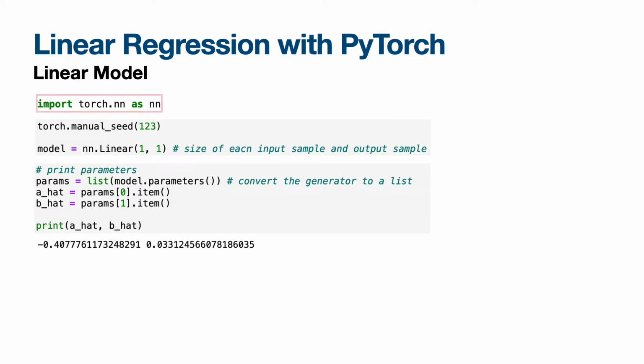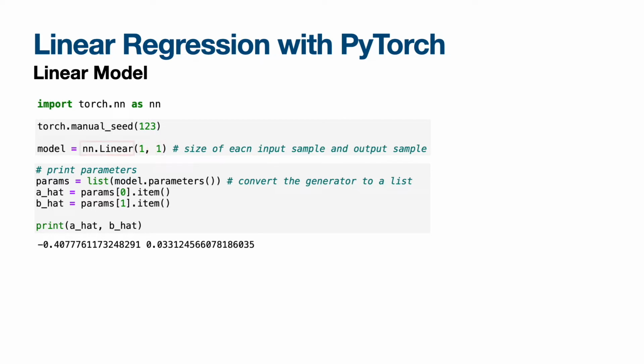As a reminder, we import torch.nn as nn. I'm calling torch.manual_seed to fix the seed value for reproducibility. I create a new linear model using nn.Linear passing 1 and 1. The first one is the size of each input. Since each input x has only one value, we specify 1 there. The second one is the size of each output. Again, each output y is one value, so we specify 1 there, too.